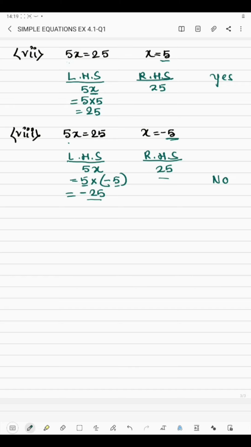So see here, though the value is same, with one we have a negative sign and with one we have a positive sign, so it's not same. So the solution of the given equation is not -5. Okay, so we'll write no.